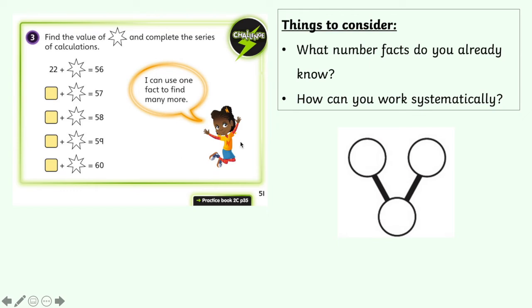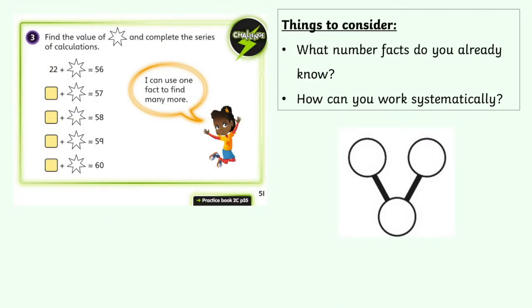Have a look what Flo says. I can use one fact to find many more. Think about that. Earlier on in the week, we were practicing using what we already knew to answer the next question. You might be able to do that in this challenge. So think about what number facts you already know and think about working systematically. Remember, you can use a part whole model and any of the other representations you need to help you. Have a go at the challenge and then click play when you want to check your answer.